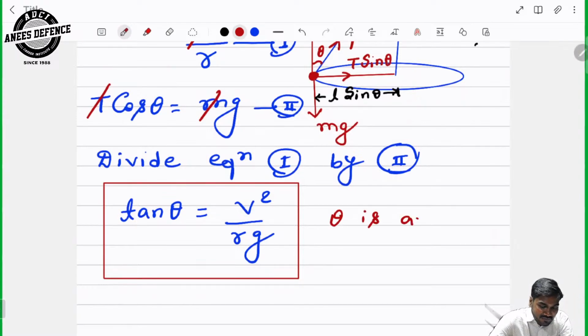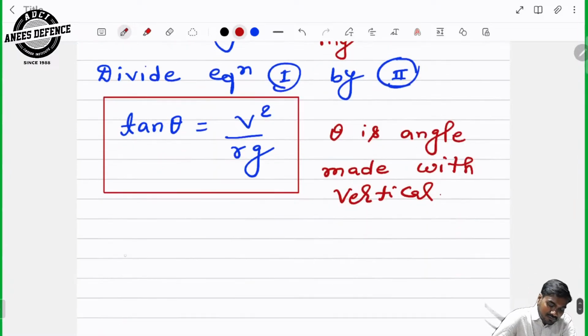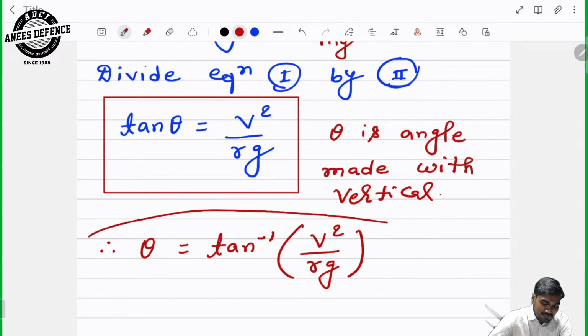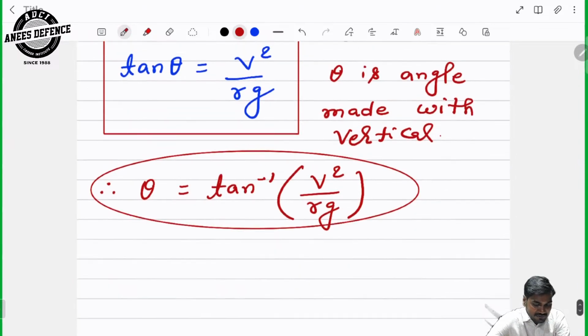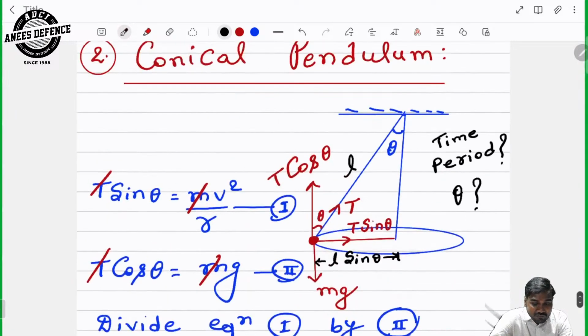Hence theta is equal to tan inverse of v square upon rg. Next, we have to calculate the time period.